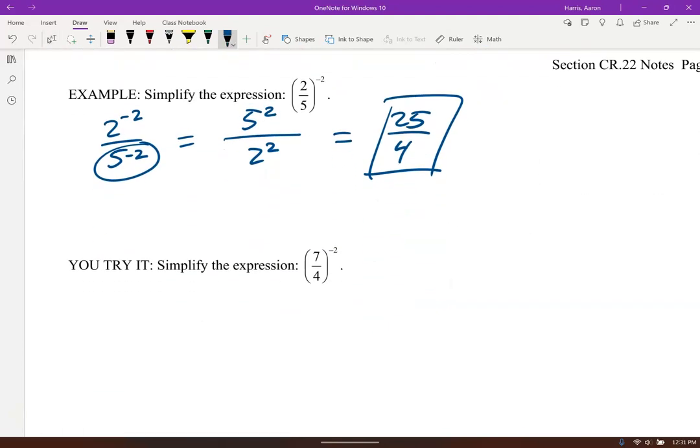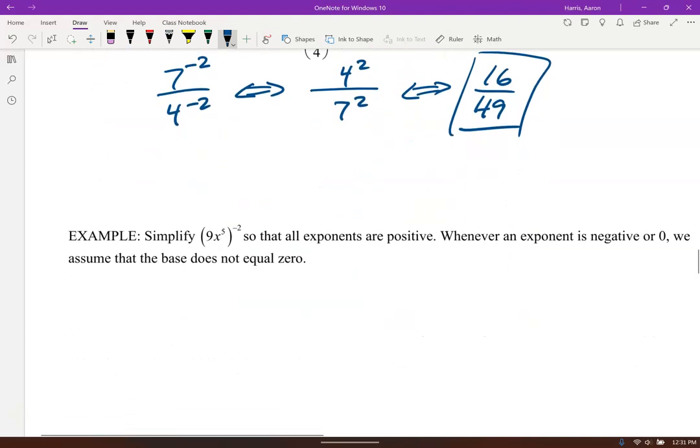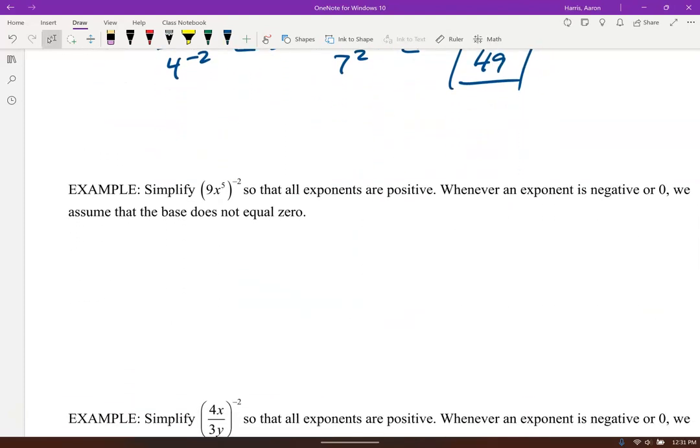Let's do that similarly for this one. 7 to the negative 2, 4 to the negative 2. That'll become 7 to the negative 2 is 1 over 7 squared. 4 to the negative 2 is 1 over 4 squared, but multiply by the reciprocal, so that's going to go up top. So this just becomes 16 over 49. All right, let's keep going here.